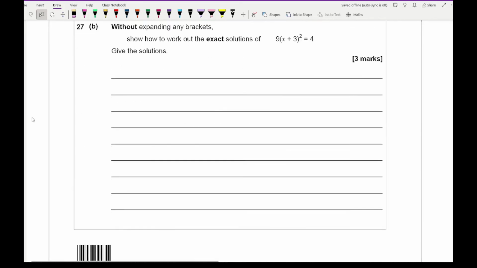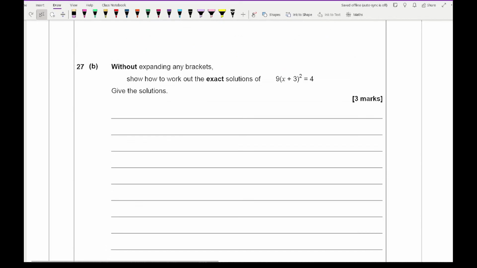It then says for B, without expanding the brackets, show how to work out the exact solutions of, then we've got this, give your solution. So what we need to do is just go on to solve it. So I've got 9x plus 3 squared equals 4. So it's just solving using completing the square. So I've got x plus 3 squared equals 4 over 9.